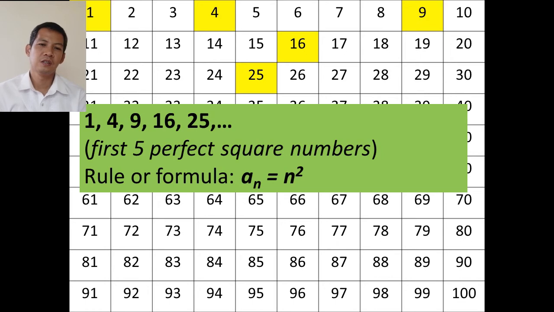The question is, does the sequence have a pattern? If a sequence has a pattern, then it can also be described as a rule or form. So this sequence can be described by the formula a sub n is equal to n squared. I'd like to emphasize that describing a sequence by using a rule or formula takes a lot of practice. Don't you worry, because this will be discussed in the module comprehensively.